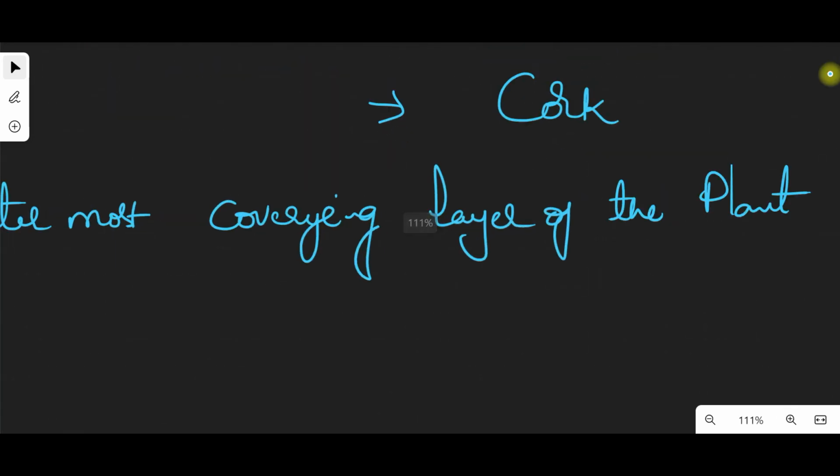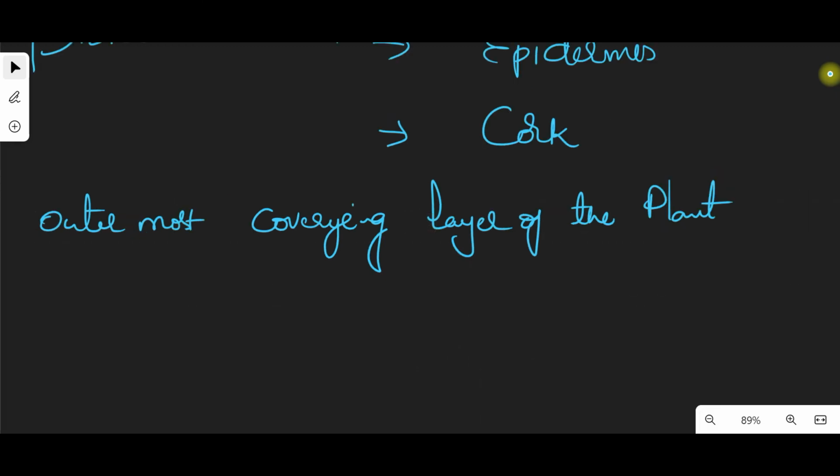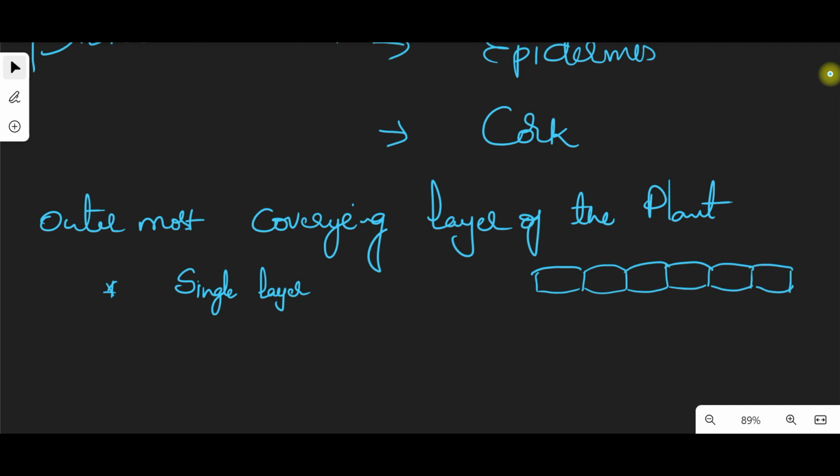Outermost layer of the plant is generally called epidermis. Epidermis is commonly a single layer. It is always present as a single layer. As I mentioned in the diagram, the single layer outer covering over the various structures of the plant parts is in general called epidermis. This is made up of a single layer of barrel-shaped cells.